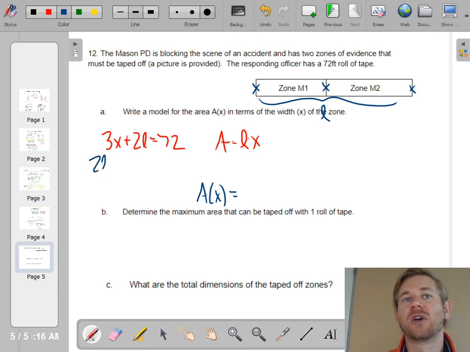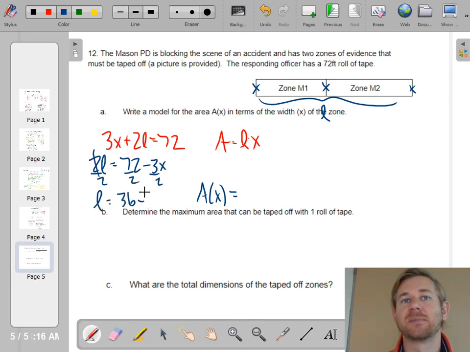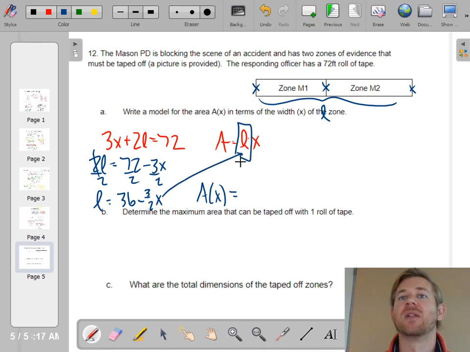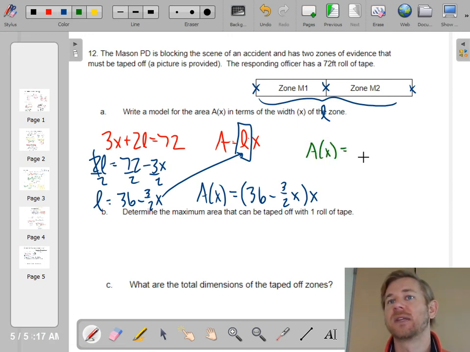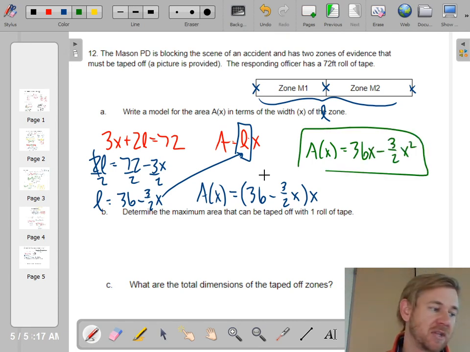So I will solve for L by subtracting 3x and then dividing everything by 2. So L equals 36 minus 3/2 x. What that does is it lets me do a substitution. Now instead of L, what I'm going to write is that. So 36 minus 3/2 x, that's L, times x. And this is your model. If you want to simplify it a little bit, you can. I'll say 36x minus 3/2 x squared. If you want to distribute the x in, you can.